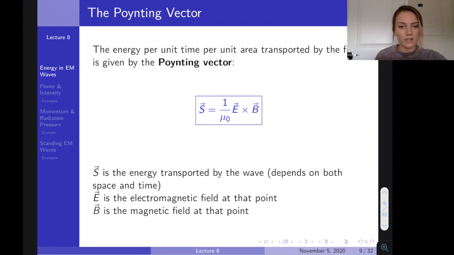So the Poynting vector tells us the direction of energy flow for an electromagnetic wave with an electric field component E and a magnetic field component B. The important thing to realize is that all of these vectors depend on space and time. So this is like an instantaneous snapshot of the energy being transported. We know the electric and magnetic wave functions depend on both the location and the time, so the Poynting vector does as well.